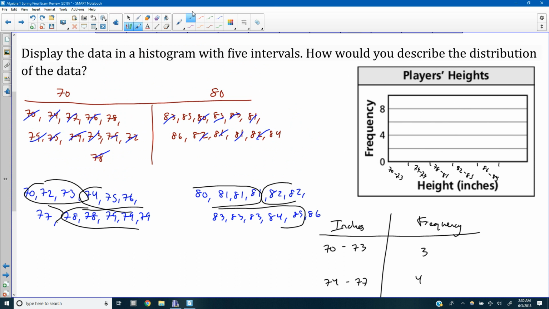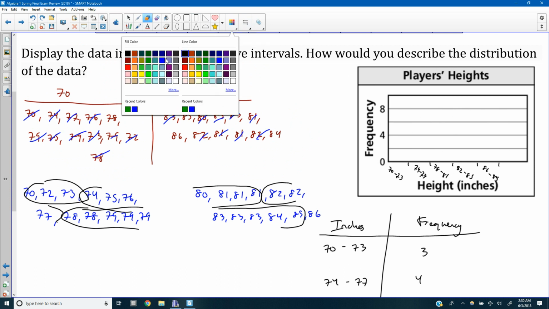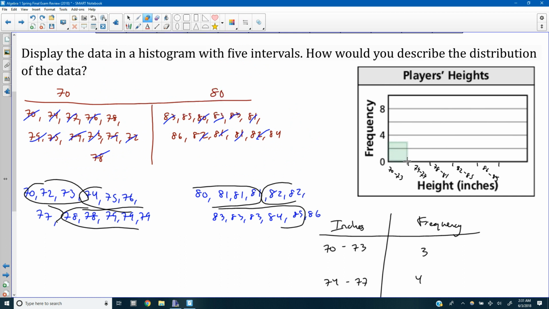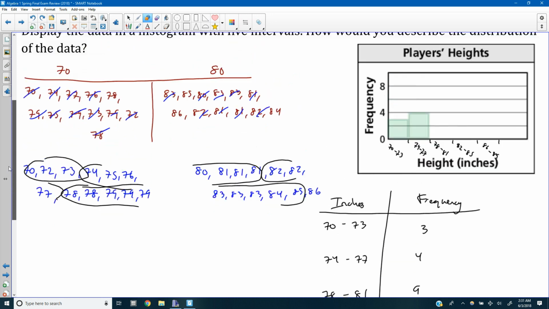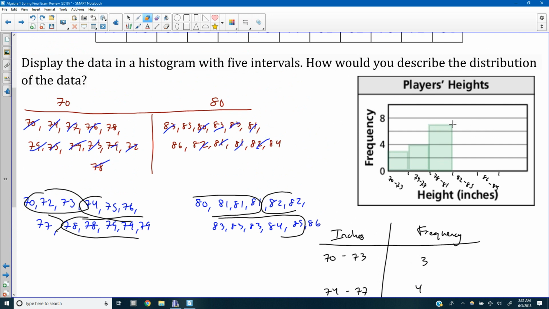So frequency of 3 for the first guy here. Let's see, I can use nice little color coding. Make them a little transparent. Let's make the line black and this thing some form of color. There we go. So here we go. So there's that one, frequency of 3. Next one is a frequency of 4. And then a frequency of 9, all the way up here, and 7 right here, and then 1.